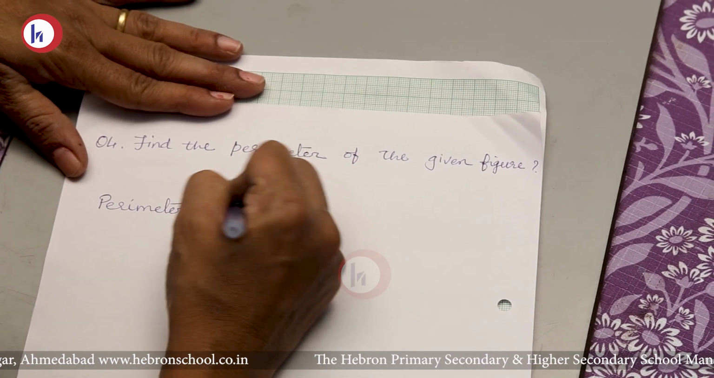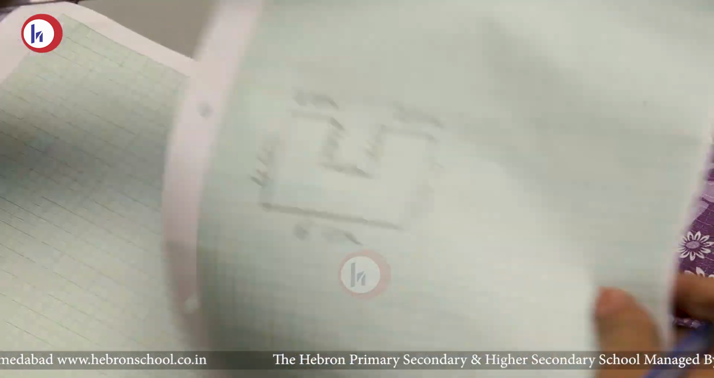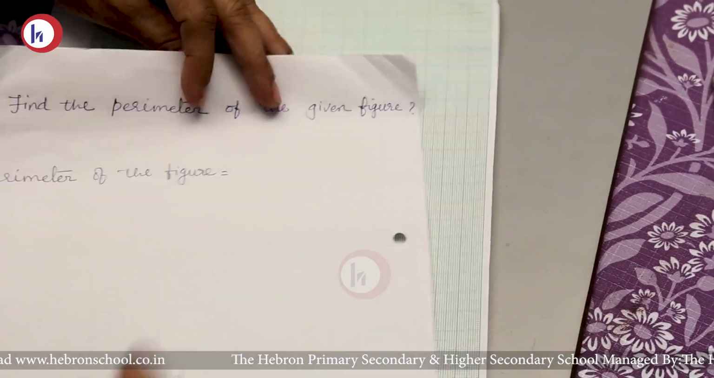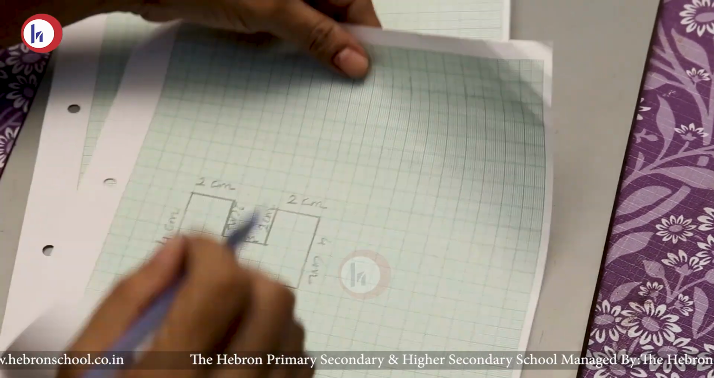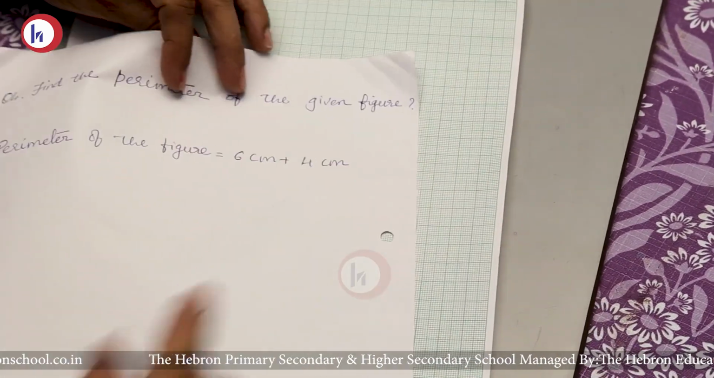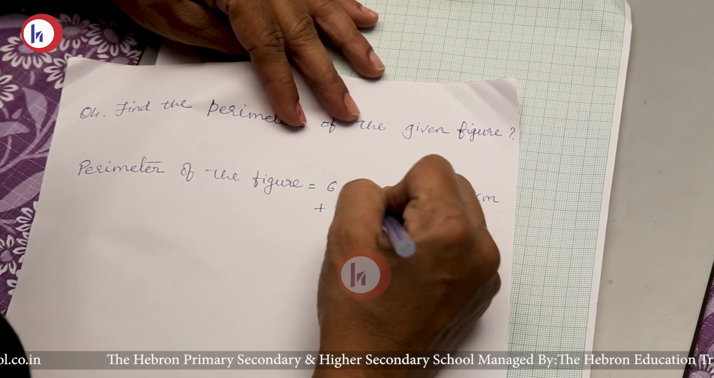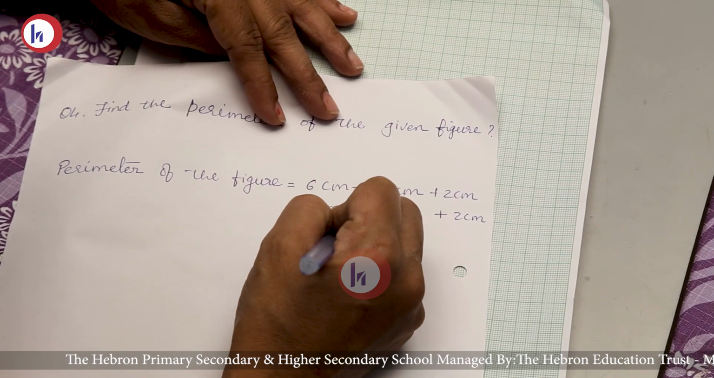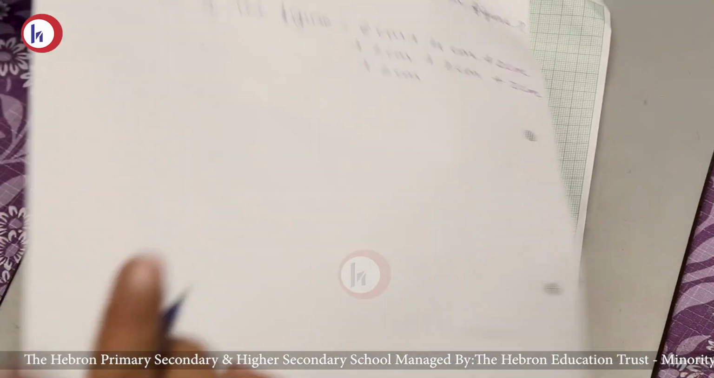Perimeter of the figure is equal to, we start from here, from 6. 6 centimeter plus 4 centimeter, then 2, 2. How many times 2? 1, 2, 3, 4, 5. 2 centimeter plus 2 centimeter plus 2 centimeter plus 2 centimeter plus 2 centimeter. Count 1, 2, 3, 4, 5. Yes, we counted 5 times, and 4 centimeter.